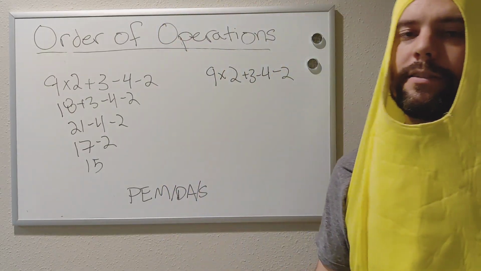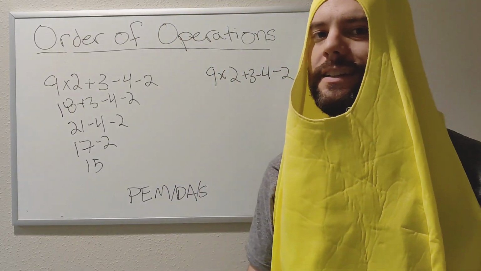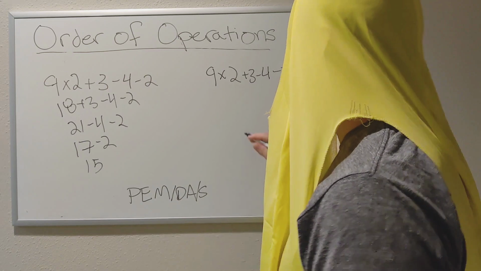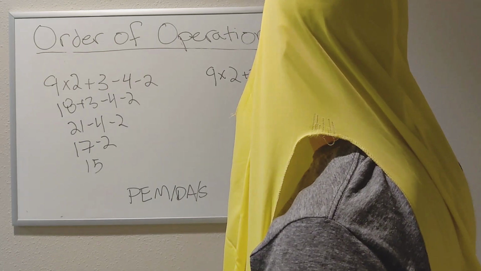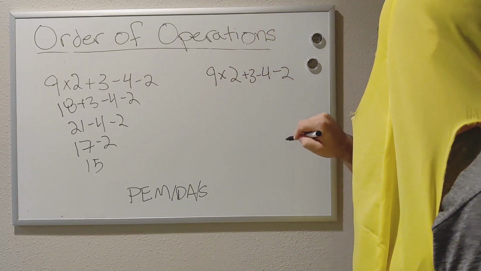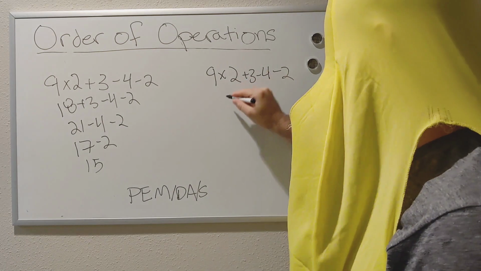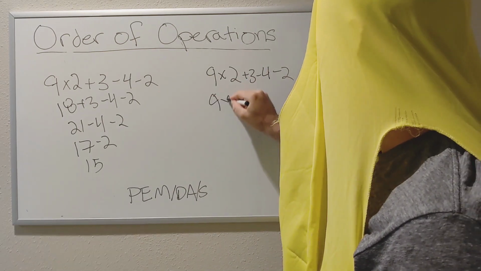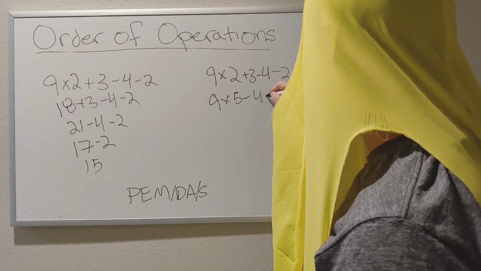So you might ask, well, why does this matter? Let's try to do it in a different order and see what happens. I'm going to do, I don't know, let's pick a random one. Let's do 2 plus 3 first and see what happens. I get 9 times 5 minus 4 minus 2.